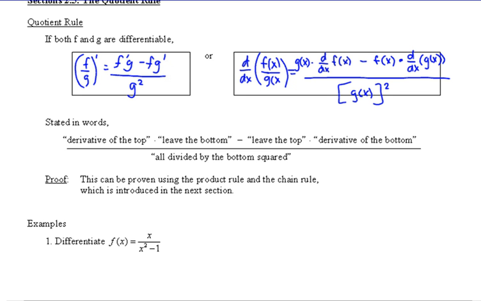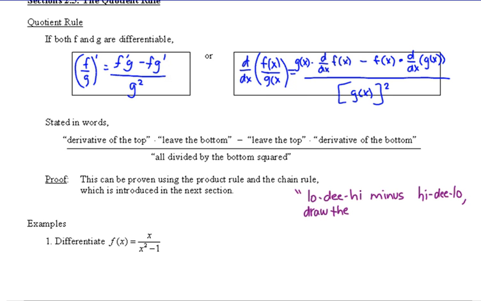The other one: low d high minus high d low, draw the line and square below. I like that one. We're going to write that. Low d high. I'm going to write d so you can pronounce it right. Low d high minus high d low. Draw the line and square below.